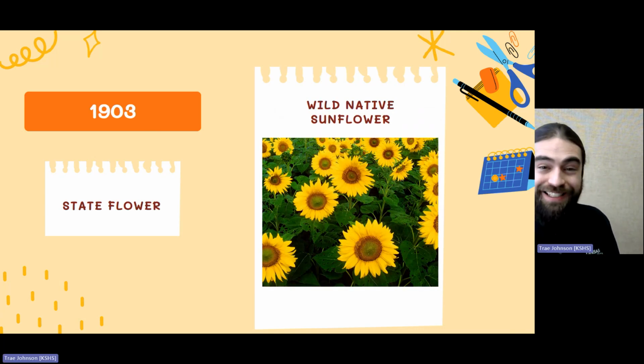So a little bit of time passes until we get our next state symbol in 1903. When people think about Kansas, a lot of people think about sunflowers. There are many species of sunflowers in Kansas. Native sunflowers can grow up to 15 feet tall. Sunflowers can adapt to different types of soil and are important to tons of creatures like bees, butterflies, mammals, birds, and insects. They're also beneficial to humans for food, and oil can be made from their seeds. Kansas is known as the Sunflower State.